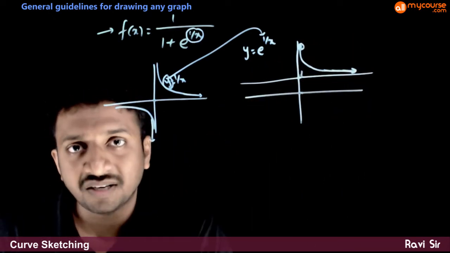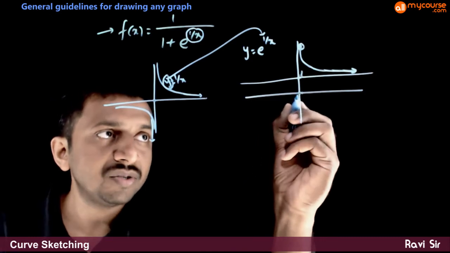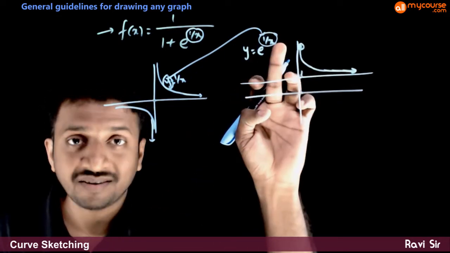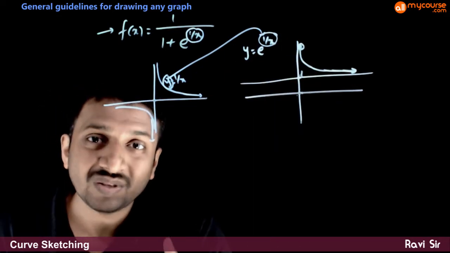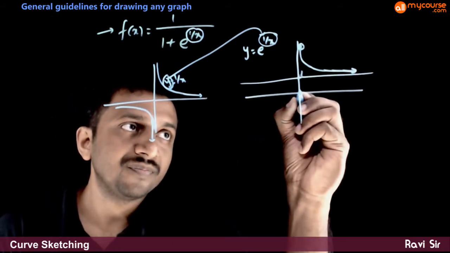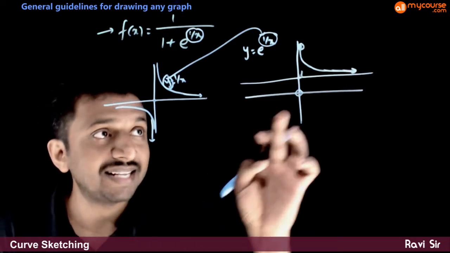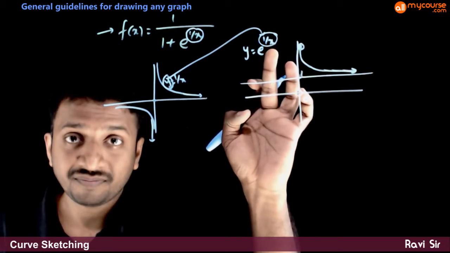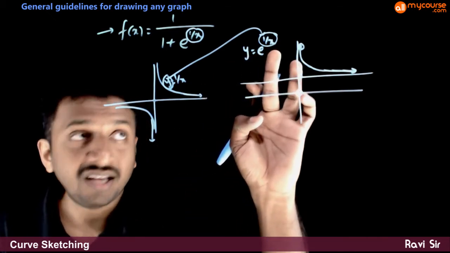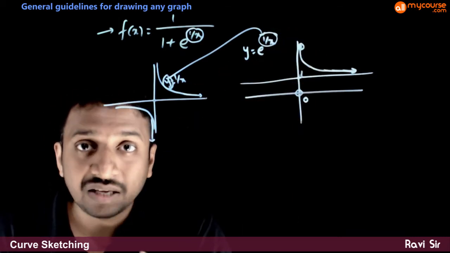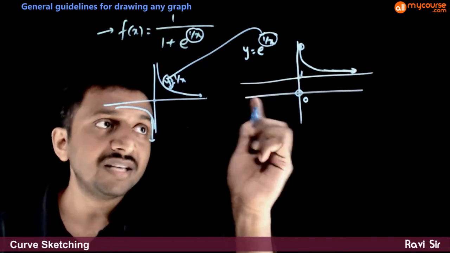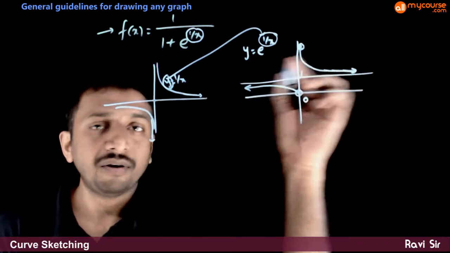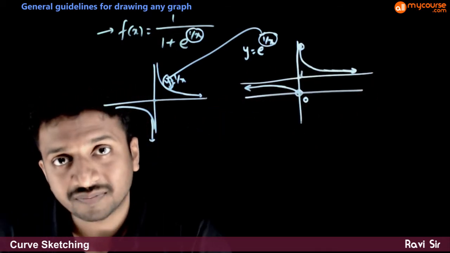Now what happens on the negative side? As x tends to 0 minus, 1 by x goes to minus infinity. So e power minus infinity tends to 0. So it starts from 0, with a hollow dot, because exactly at x is equal to 0, the function is not defined. And as x tends to minus infinity, 1 by x is 0, so e power 0 is 1. So y is going to 1 as x tends to minus infinity. So this is the graph of y is equal to e power 1 by x.